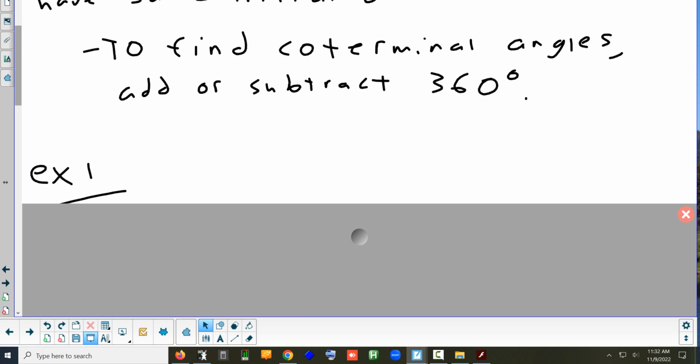I would do the same thing if you gave me a negative angle. You said negative 1,000 degrees. Well, negative 1,000 means you went around more than once in a clockwise direction. I would rather work with an angle that's positive between 0 and 360. So I can add 360 as many times as I need to.